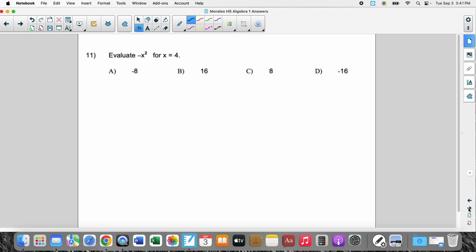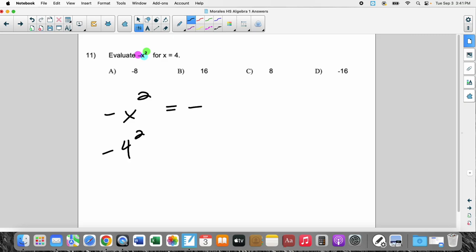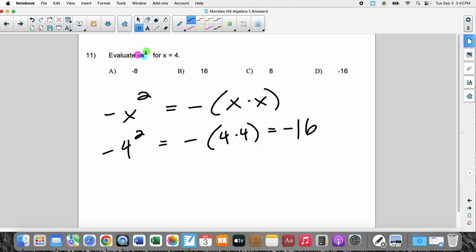Evaluate negative x to the second when x equals 4. This is that example, very similar. So when we plug in 4 for x, there are no parentheses. You have this exponent. It's 2. The base of the exponent is x. The negative is outside of it. So if we really wanted to see what was happening here, this is the opposite of x squared. So this says the opposite of 4 squared. That's why this answer is negative 16.